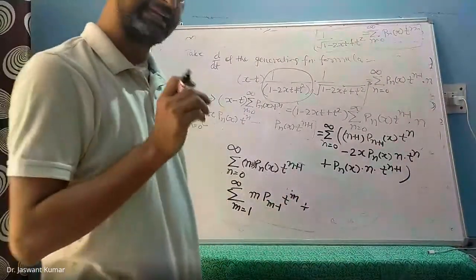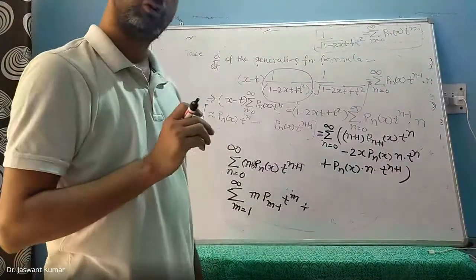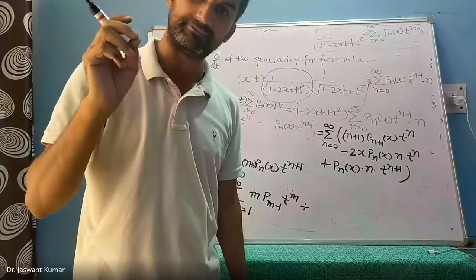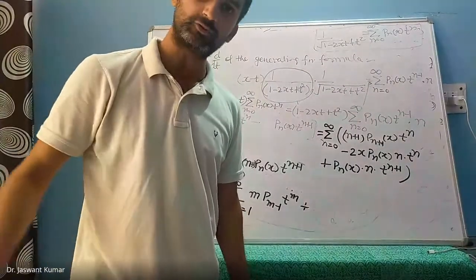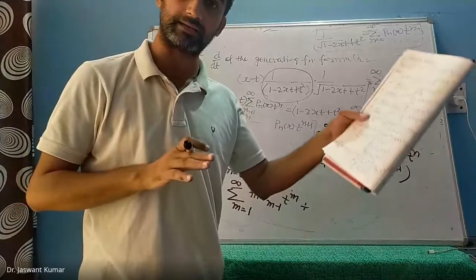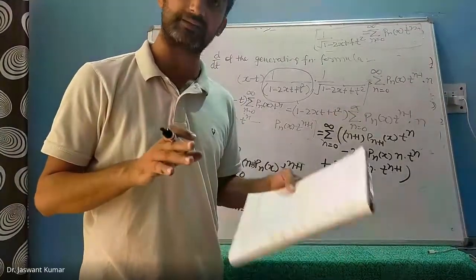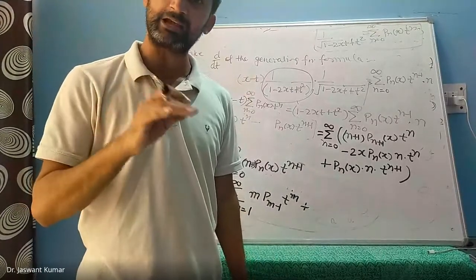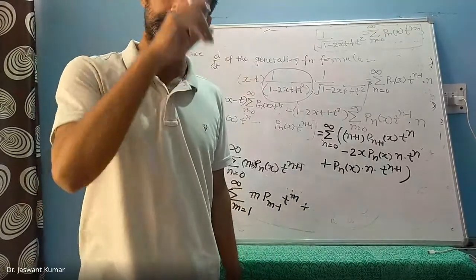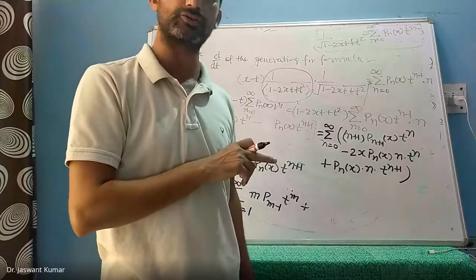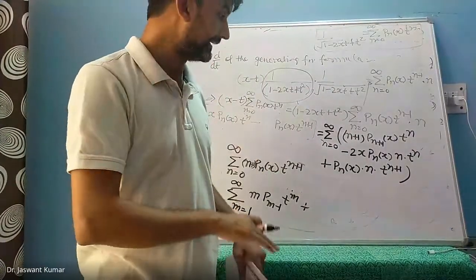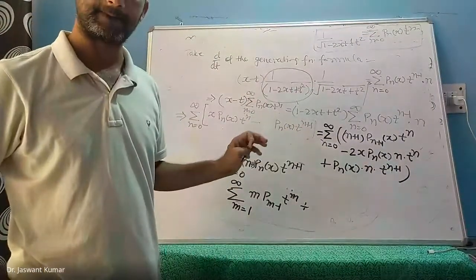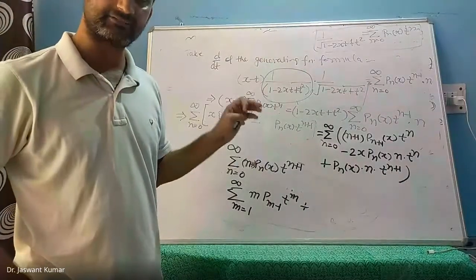The overall aim of this exercise was that terms which are containing powers of t which is different from n, they should be converted via some proper change of variables to the terms containing powers of t to the power n. Okay, and that we have been able to do. We converted the t to the power n minus 1 also to t to the power n, and now we have converted the t to the power n plus 1 also to t to the power n. Okay, so that was the aim.